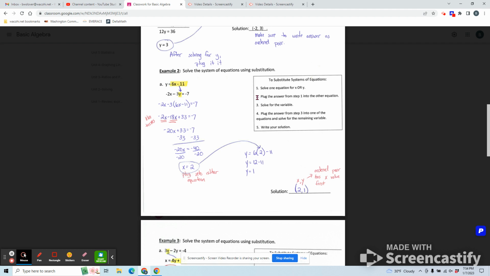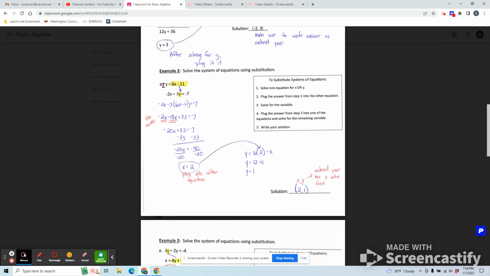Step 2, you're going to plug the answer from step 1 into the other equation. Then you're going to solve. Then you're going to plug the answer from step 3 into one of the equations and solve for the remaining variable and write your solution. So there are 5 steps. The best way to get used to this is just practice. Remember, practice makes permanent. Now you're going to start doing the same steps over and over again. You're doing a lot of substitution.